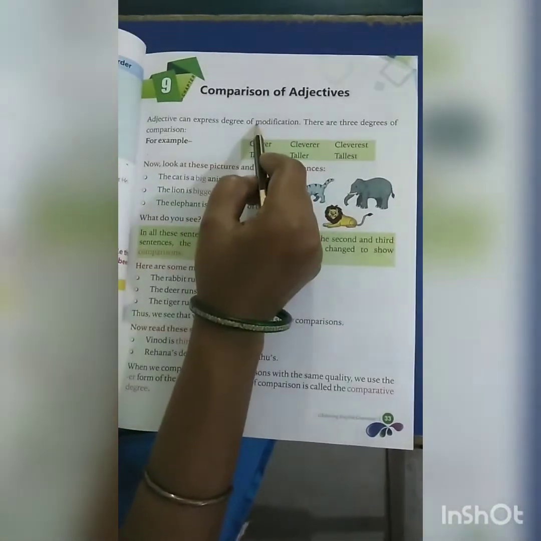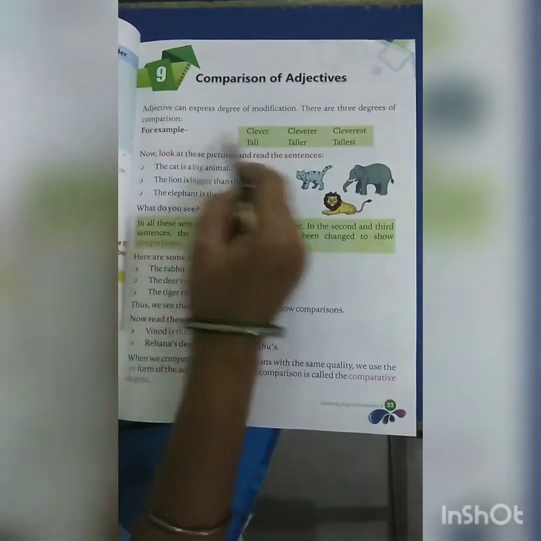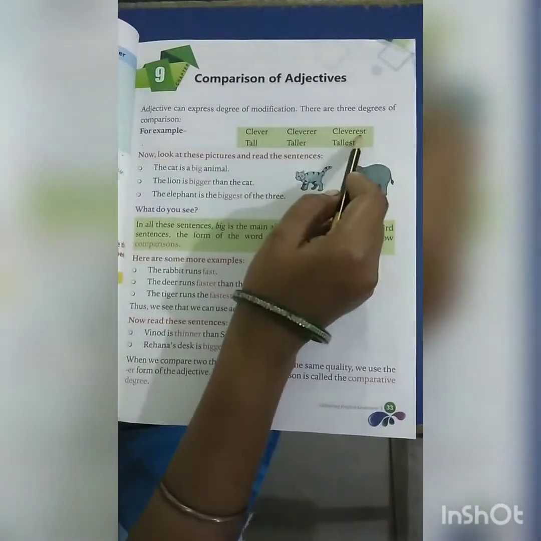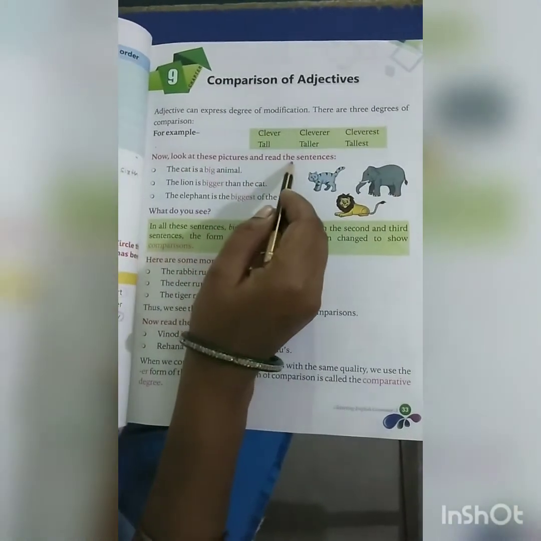Adjectives can express degree of modification. There are 3 degrees of comparison. For example, clever, cleverer, cleverest; tall, taller, tallest. Now look at the pictures and read the sentences.